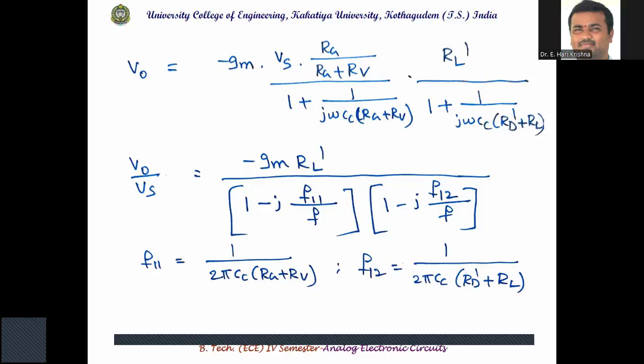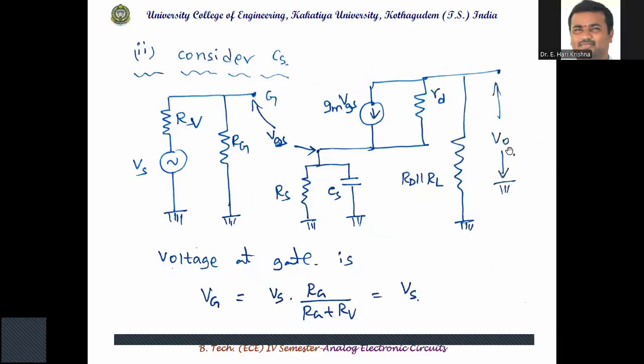Now we'll see the effect of the source bypass capacitance in the next case. Considering the source bypass capacitance, this analysis requires more time, but it is a very simple analysis. We will take the equivalent diagram. VGS is the voltage at this place. gm VGS is in parallel with rd, and RD dash RL is the combination.